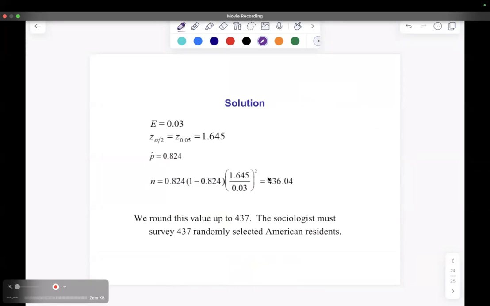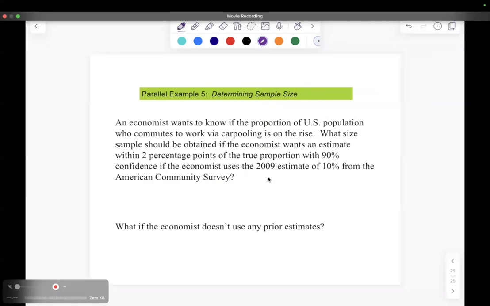So the next one we're going to do, I'm going to do it both ways. I'm going to do it with a previously done survey, and then I'm going to do one without so you can see the difference. Maybe if I can get to that screen. All right, this is our last page. We are done after this.